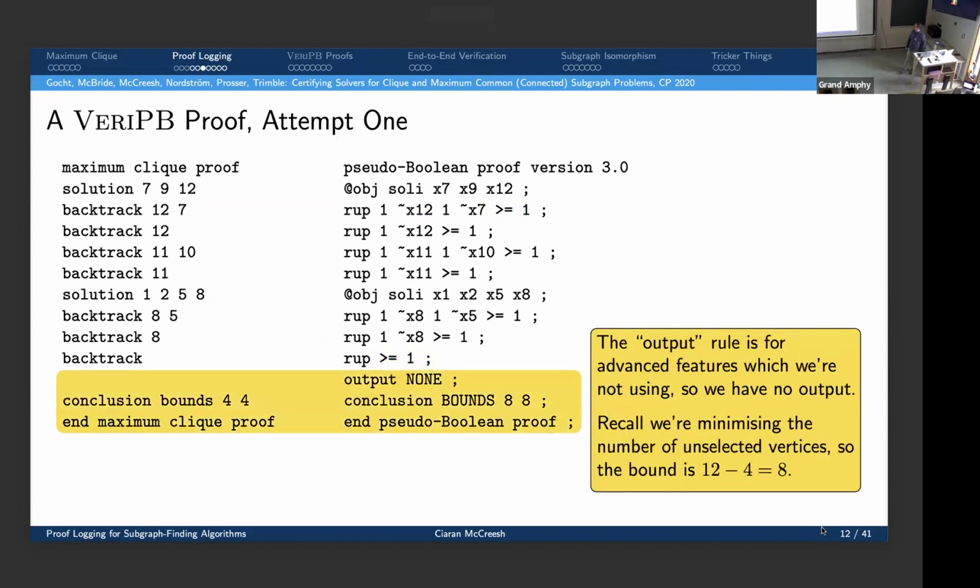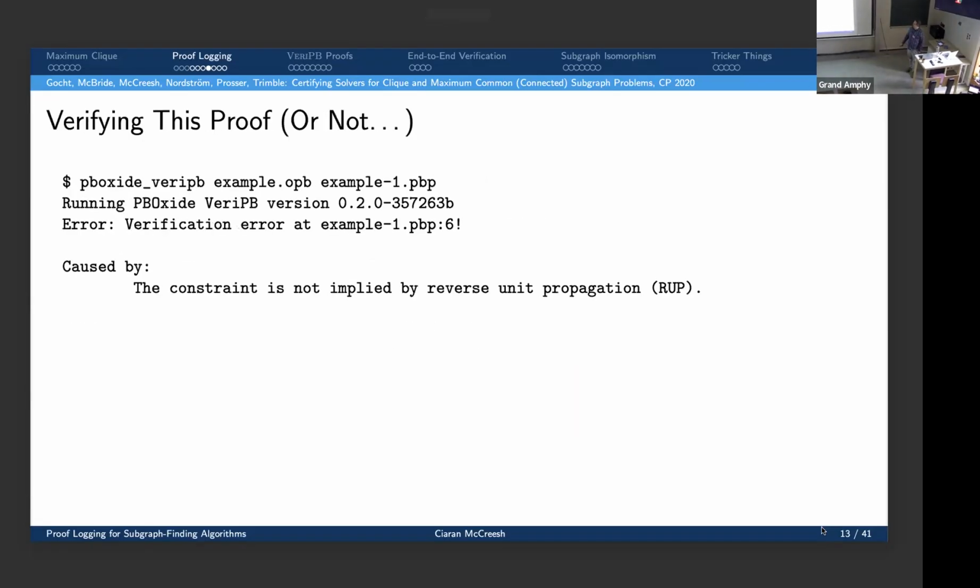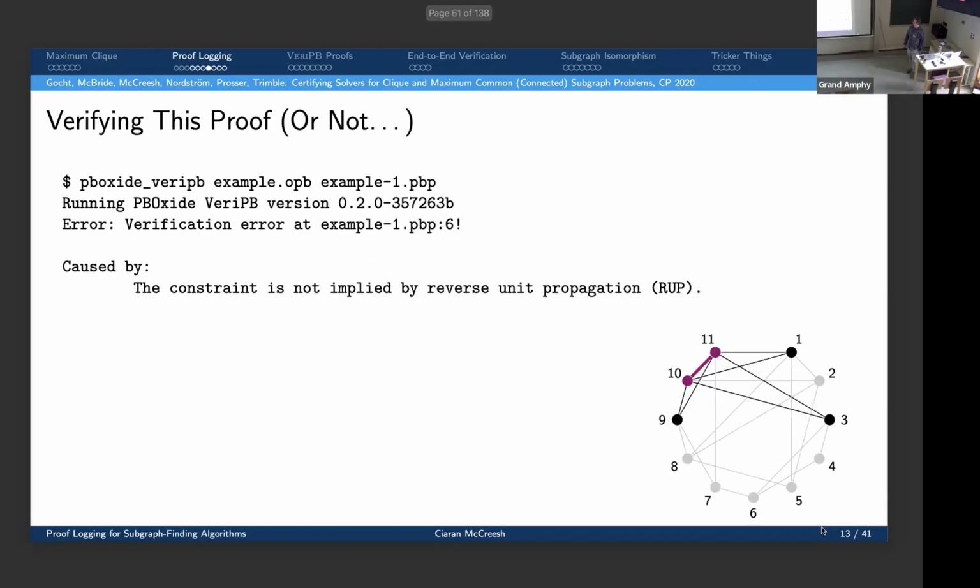And again, we have a conclusion at the end of the proof. Remember, we're doing a minimization problem, so I'm saying that there are 8 vertices not present in the clique. So I can take my proof, feed it into VeriPB, and VeriPB says, nope, verification error. Line 6, the constraint is not implied by reverse unit propagation. VeriPB is very nice. It has a trace mode.